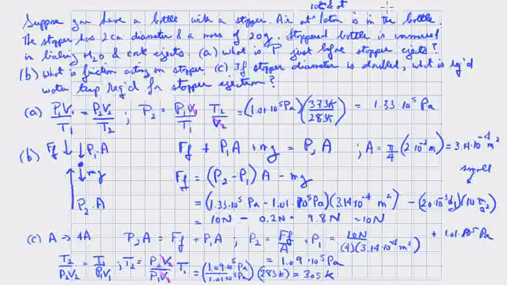Suppose you have a bottle with a stopper. Air at 10 degrees centigrade and at 1 atmosphere is inside the bottle. The stopper has a 2 centimeter diameter and the stopper mass is 20 grams. Now suppose that the stoppered bottle is immersed in boiling water and that the cork ejects.